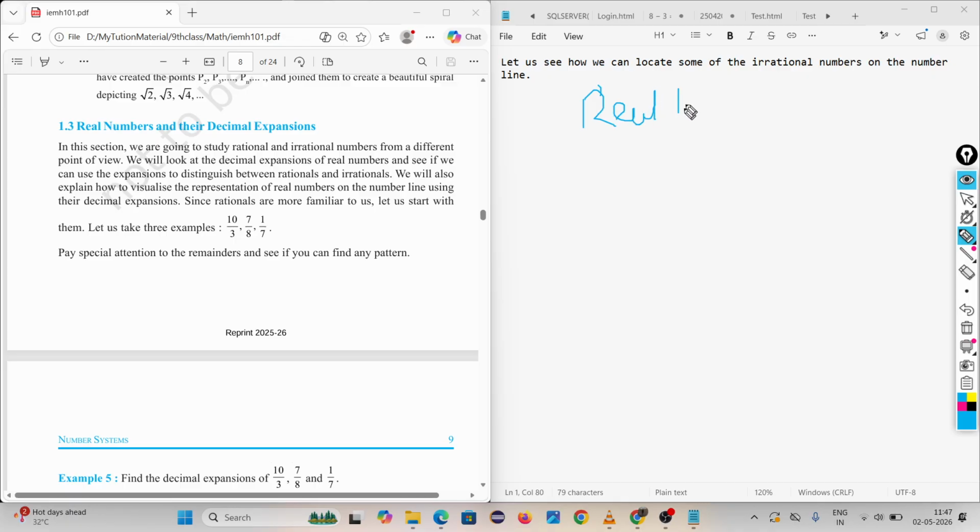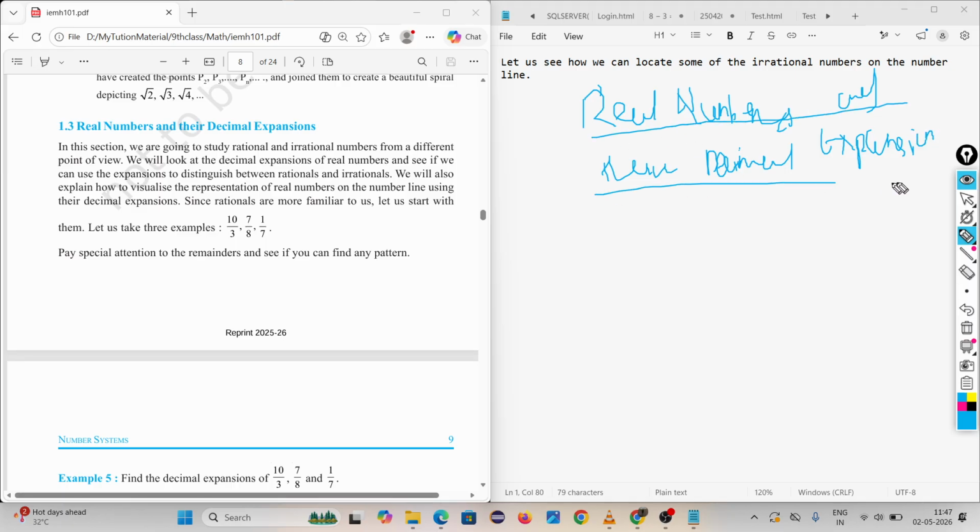Real numbers and their decimal expansion. You know about decimal expansion? Terminating, non-terminating. Okay, look. Let us take three examples: 10 upon 3, 7 upon 8, 1 upon 7. Pay special attention to the remainder.